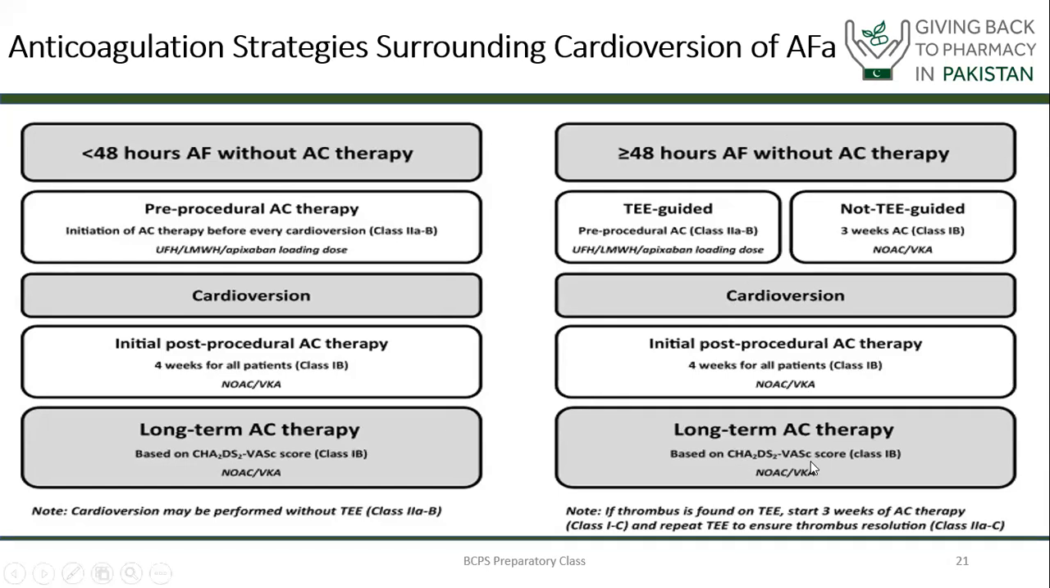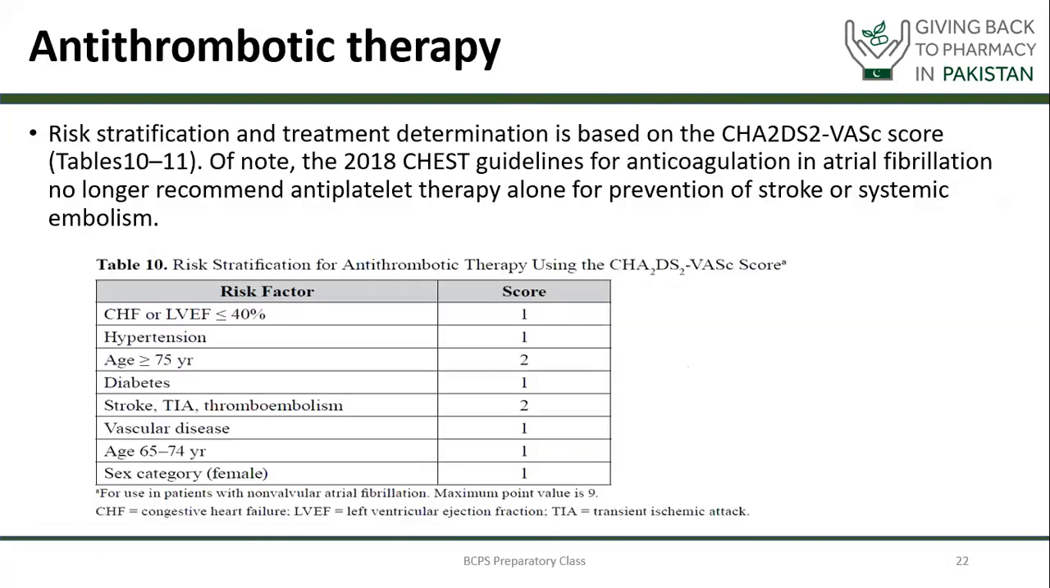You calculate the score. If it is 3 or more than 3, you have to give long-term anticoagulation therapy. Antithrombotic therapy, this is the CHADS-VASc score, how they calculate this. There are different parameters of calculating CHADS-VASc score, as I have discussed. You will discuss in detail in anticoagulation therapy. This stratification treatment determination is based on the CHADS-VASc score table.